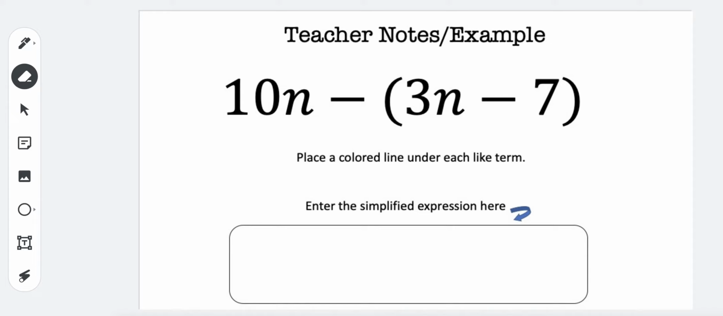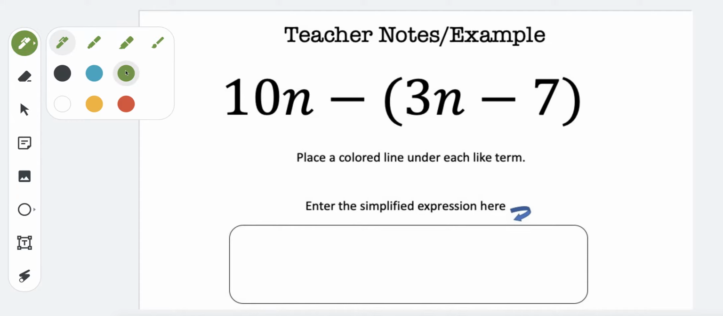Hey everybody, in this video we're going to simplify the expression 10n minus, in parentheses, 3n minus 7. Okay, so before we simplify, come over here and grab a marker of your choosing. Okay, and we're going to identify the like terms. So I'm going to underline the 10n, and also the 3n. All right, so those like terms.